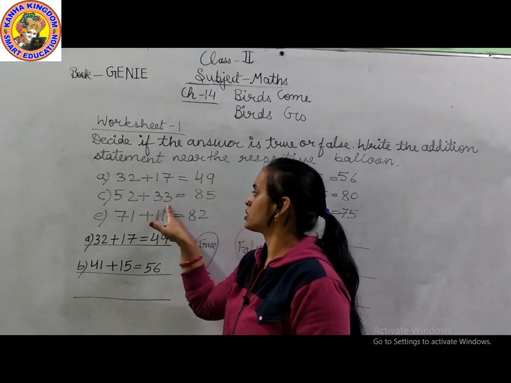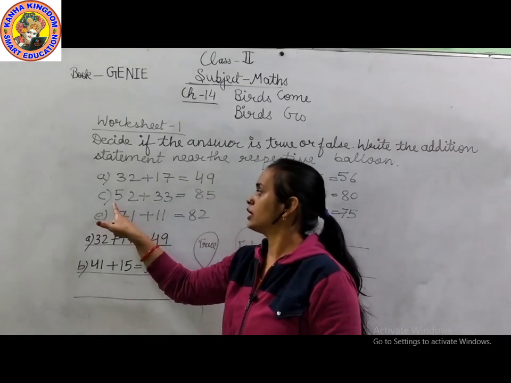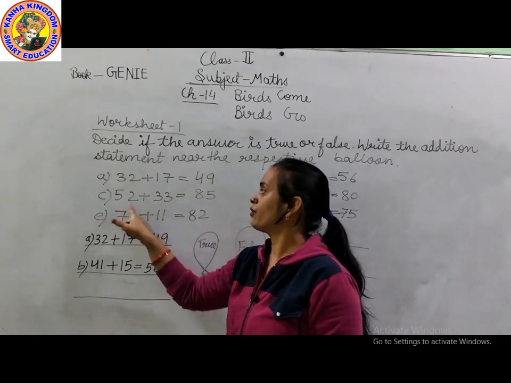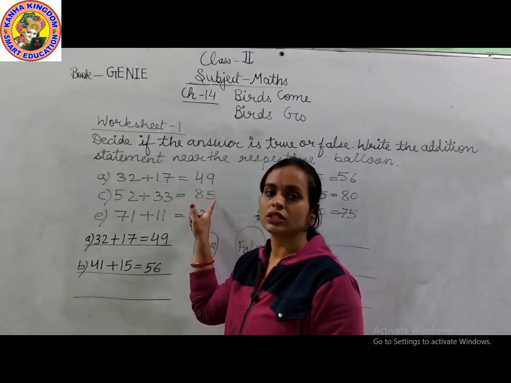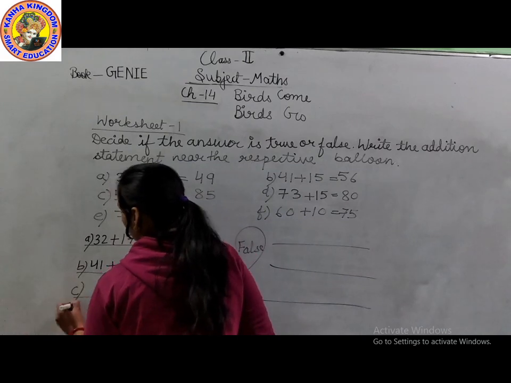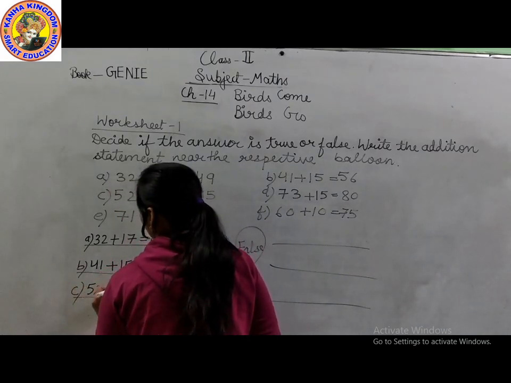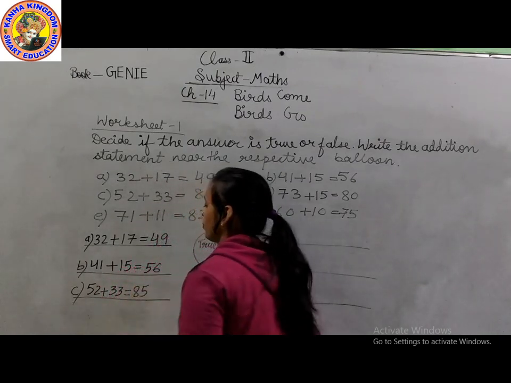Now next question, C, 52 plus 33. So 2 plus 3 equals 5. Then 5 plus 3 equals 8. So 52 plus 33 equals 85. So this is the correct addition statement. So write in the column of true. 52 plus 33 equals 85.